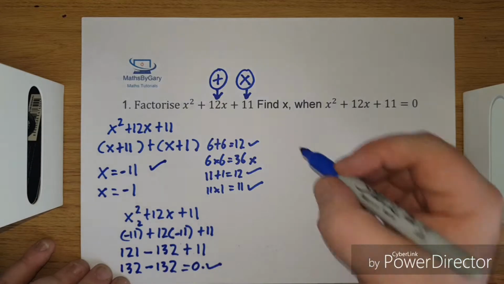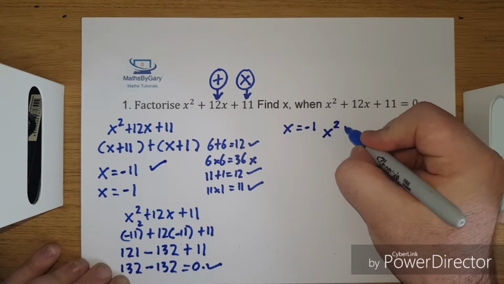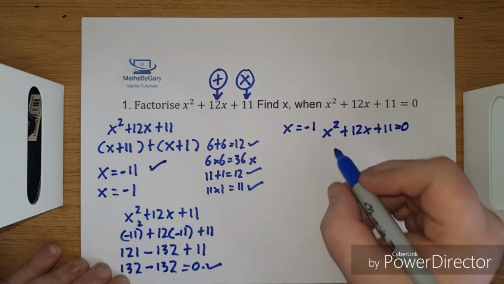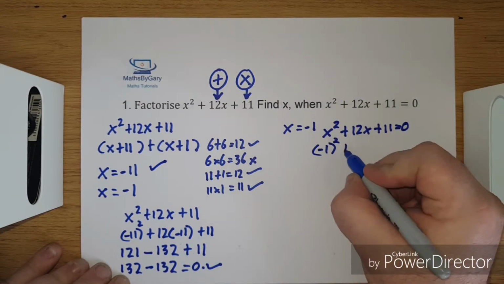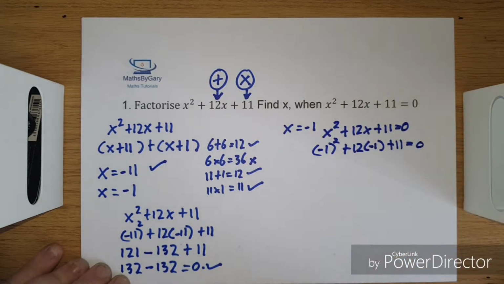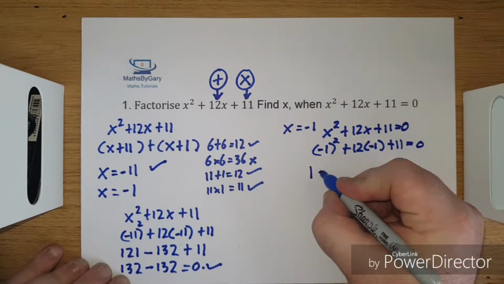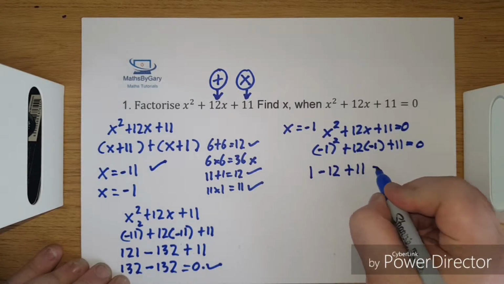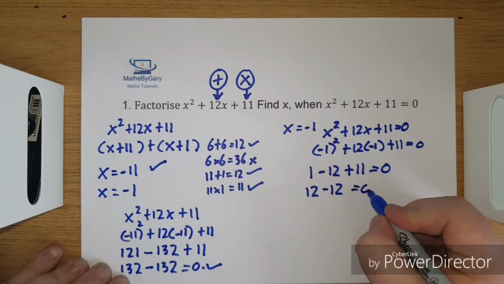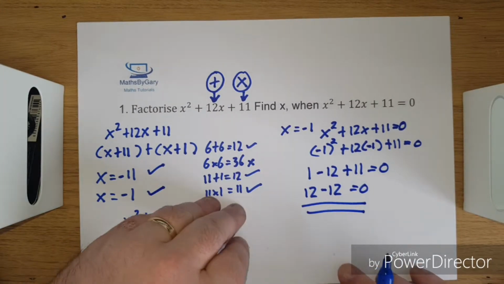Now let's find out if x equals minus 1 is also a correct root. So this is really just a check. x squared plus 12x plus 11 equals 0. So minus 1 squared plus 12 times minus 1 plus 11 equals 0. So minus 1 squared will give us positive 1. 12 times minus 1 will be minus 12, and then plus positive 11. And there you go. 1 plus 11 is 12, so 12 minus 12 gives us 0. So in fact, x equals minus 1 is also a root, and that's correct.